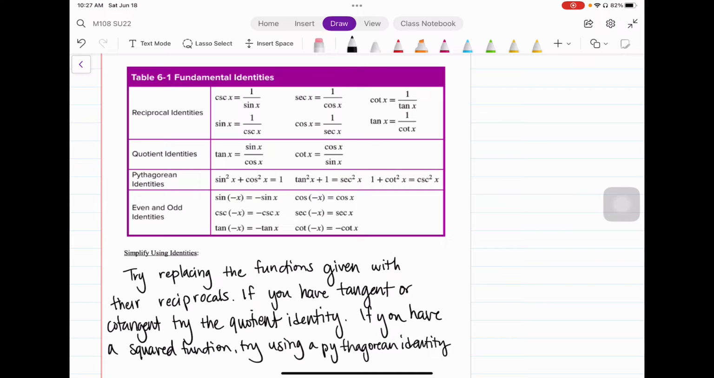Try replacing the function given with their reciprocals, or if you have tangent or cotangent, try the quotient identity, or if you have a squared function or something to a power, you can try using the Pythagorean identity.